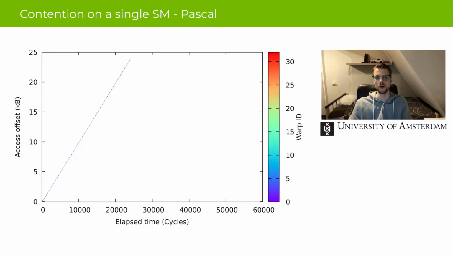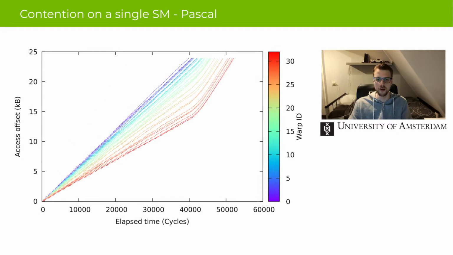On Pascal, running this test takes roughly 25,000 cycles. But when we run 232 threads, it actually increases to almost 50,000 cycles. So we can see there's quite a high level of contention between different threads. And we also see that once some threads start finishing, the other threads, more in the red color, start to increase in speed, visible by this bend.